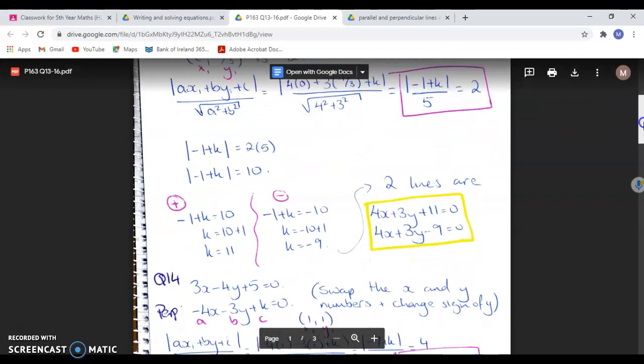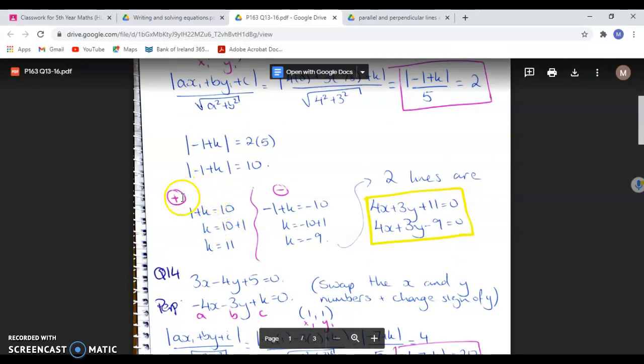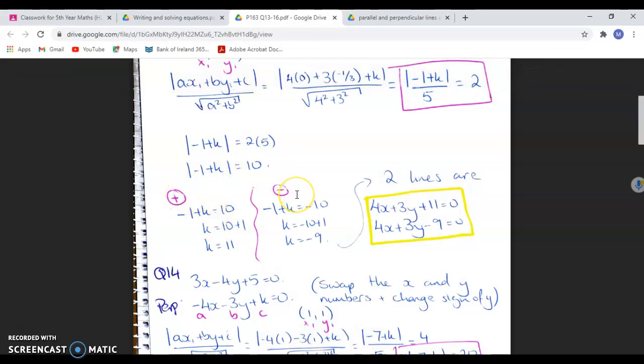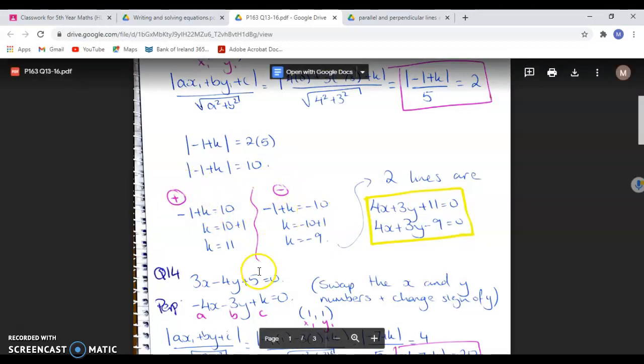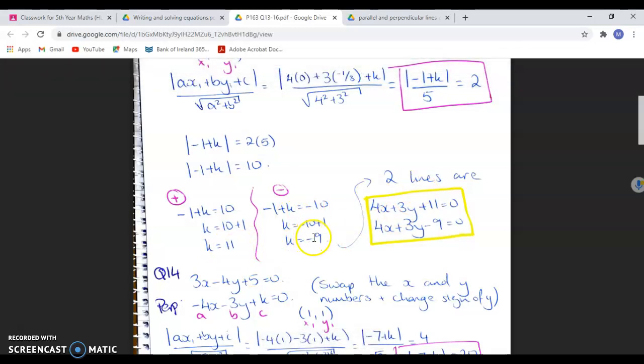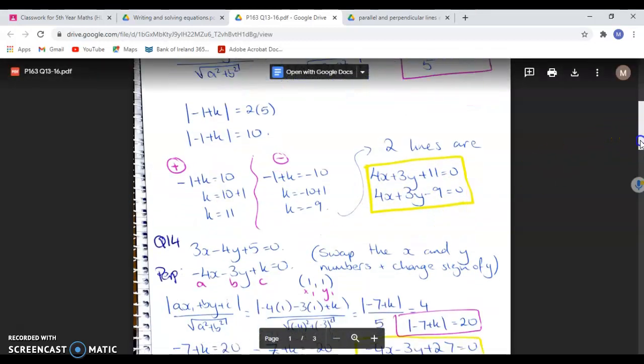So you could either square both sides then, or take your plus 10 or minus 10, either or. So I have my plus 10 here or minus 10. That looks like a minus, but it's actually an equals. So plus 10 or minus 10 and solve both. My two values of k come out to be 11 and minus 9. So the equations of my two lines are 4x plus 3y plus 11 is equal to 0, or 4x plus 3y minus 9 is equal to 0. Okay, so that's question 13.